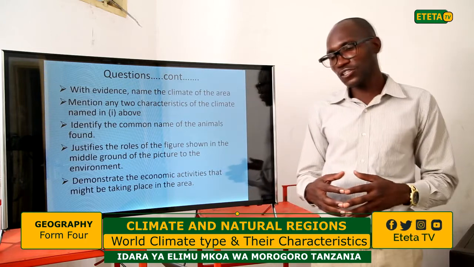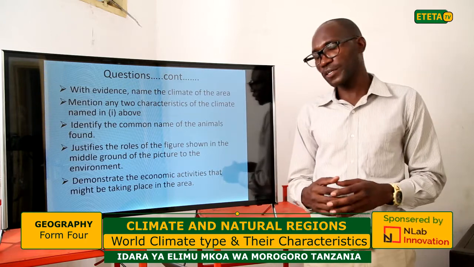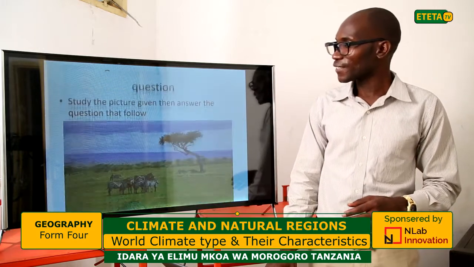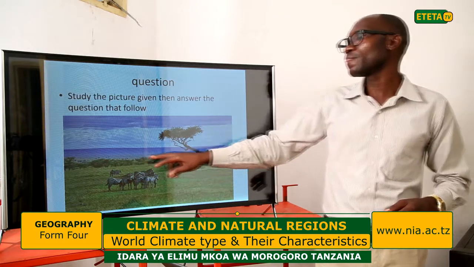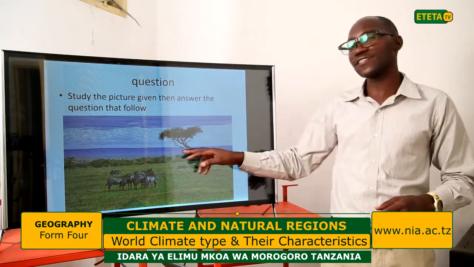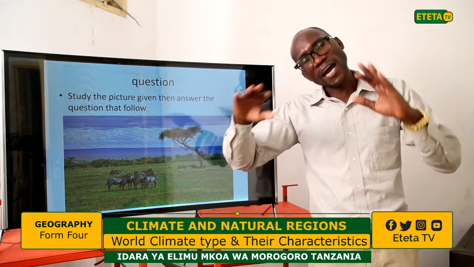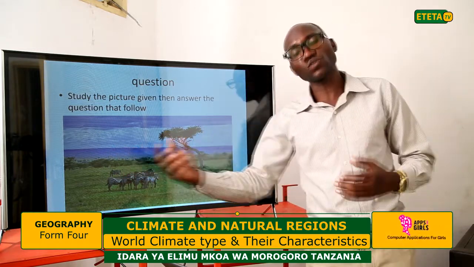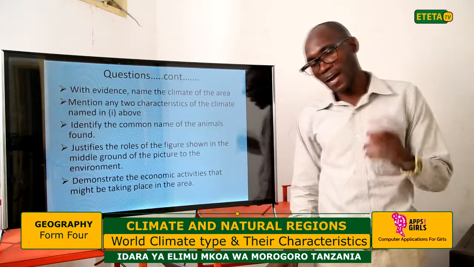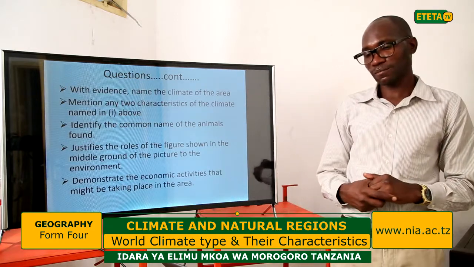Justify the role of the figure shown in the middle ground of the picture. At the middle ground here, we have some objects found in this area. Tell us what these objects are, and then tell us the role of this object to the environment. What is its importance to the environment?